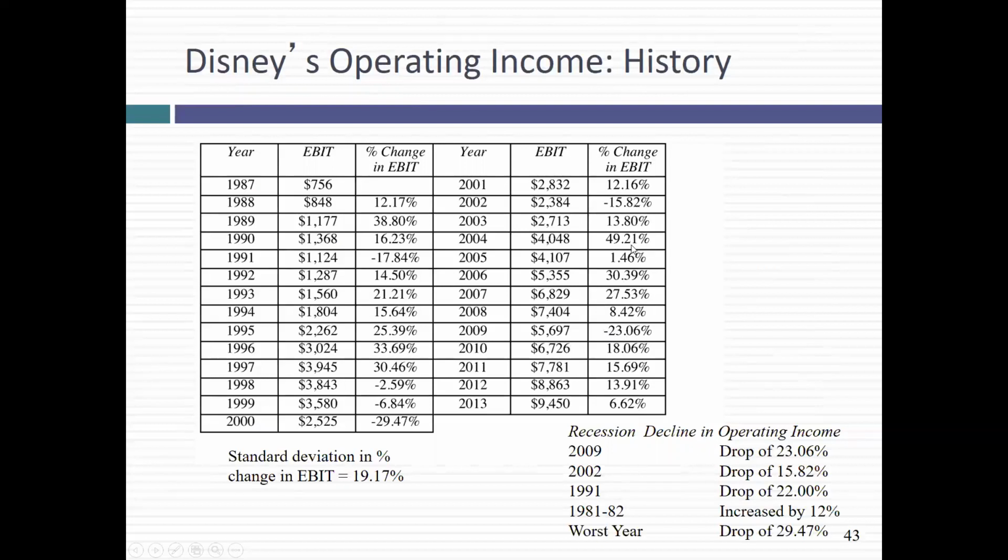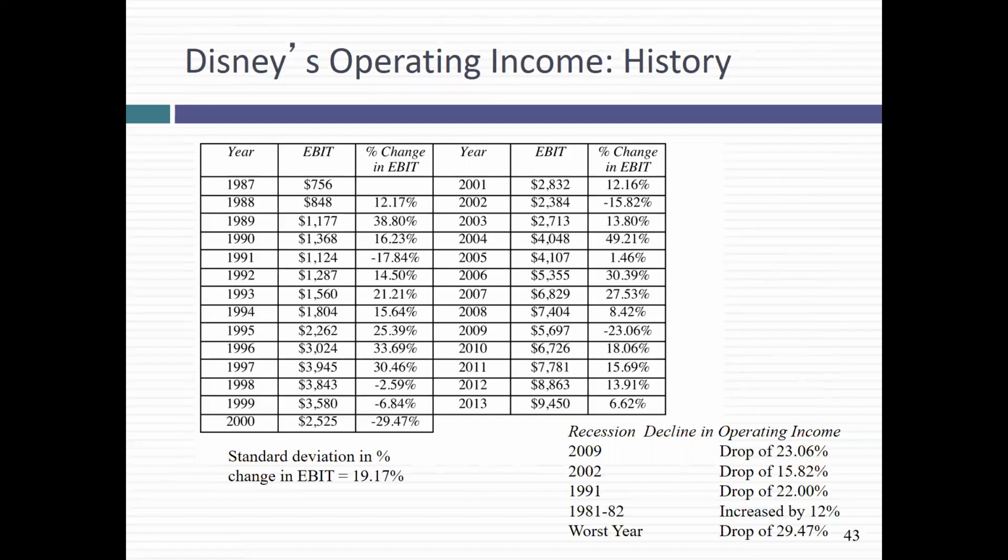In 2002, we saw a change of 15.82%. In 1991, we see a change of 22%. So in the worst year, we had 29.47%. That was the worst drop we had, and that happened in 2000. So that was actually in the tech bubble.